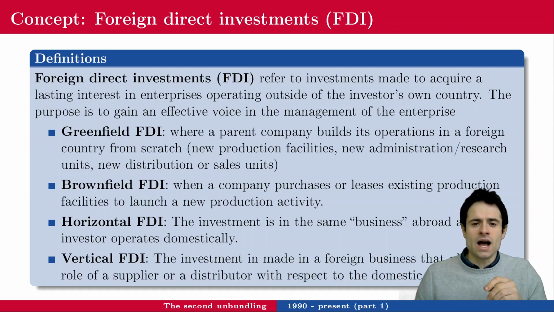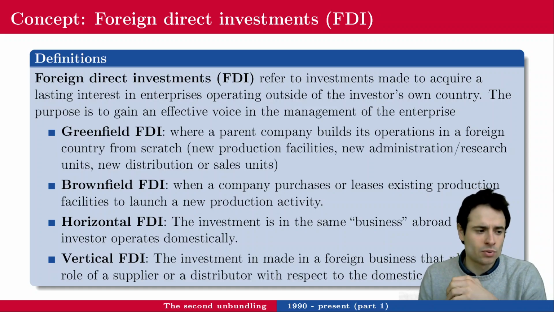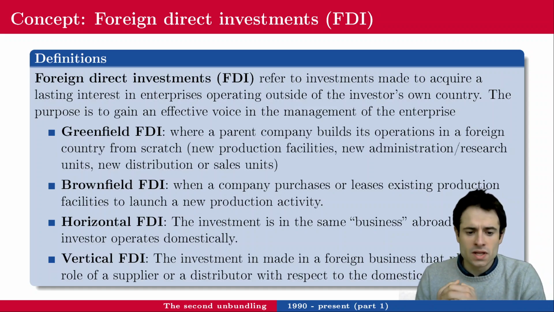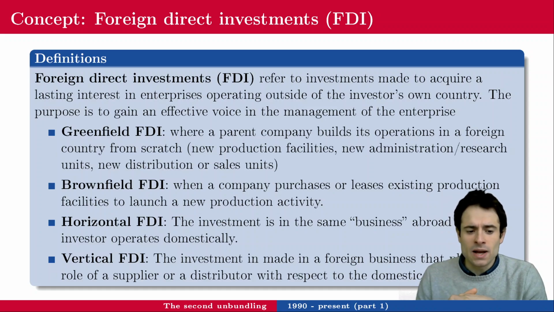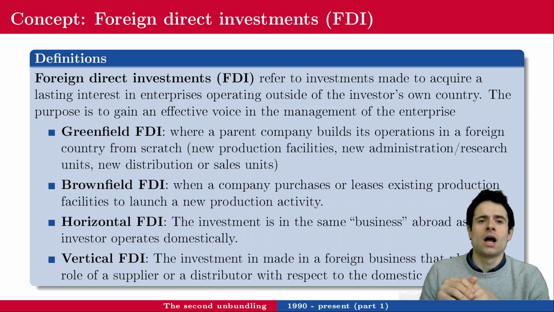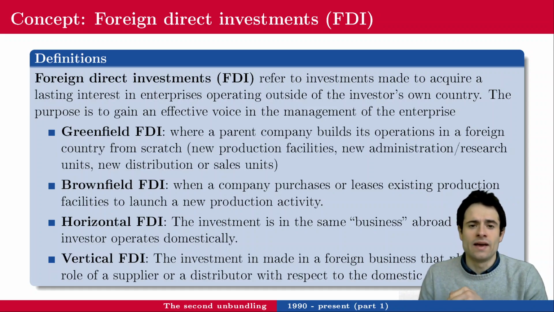A vertical FDI is going to correspond to 2 different stages of the production process. So in this case, the investment is made in a foreign business that plays the role of a supplier or a distributor with respect to the domestic main activity. Typically, you are Samsung and you want to get things produced by another firm in another country, like different parts of the process. That would be a vertical FDI.